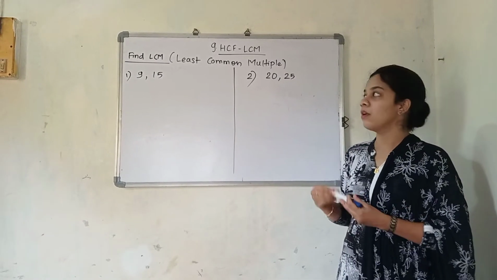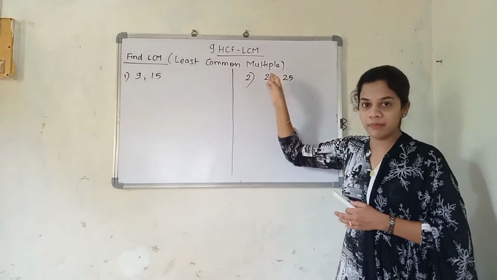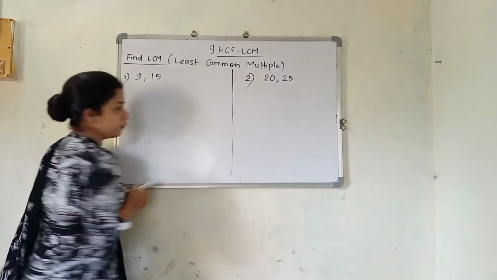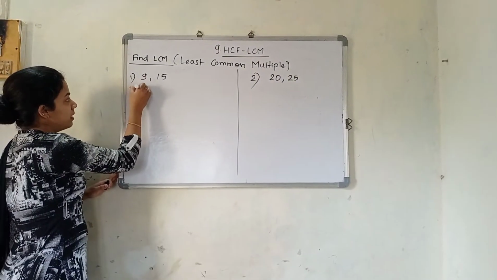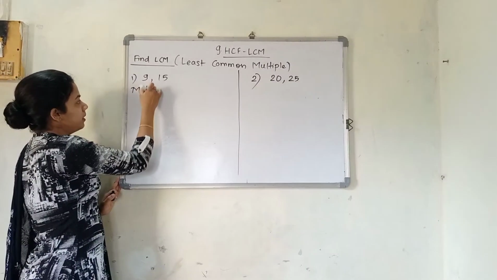So we are going to perform the same method. First we are going to find out the multiples, then the common ones, and then the least one. So the first question is 9 and 15. I am going to write down multiples over here. Earlier it was factors, now it is multiples.